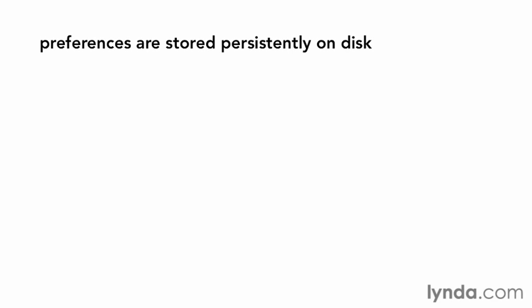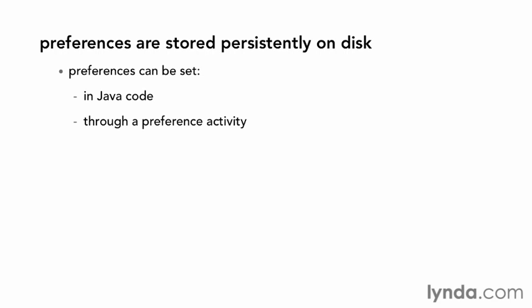The simplest and smallest sort of data that you can store persistently on disk in an Android app is called a preference. There are a couple of different ways of creating preferences in an application, and they're sometimes referred to as simply preferences and sometimes as shared preferences. You can initialize preferences either in Java code or through a preference activity, a visual interface that you create just like you do any activity.